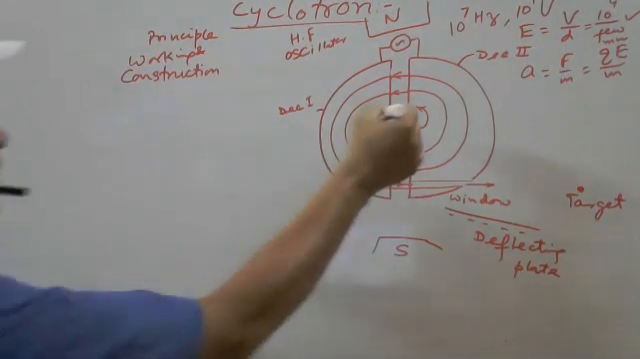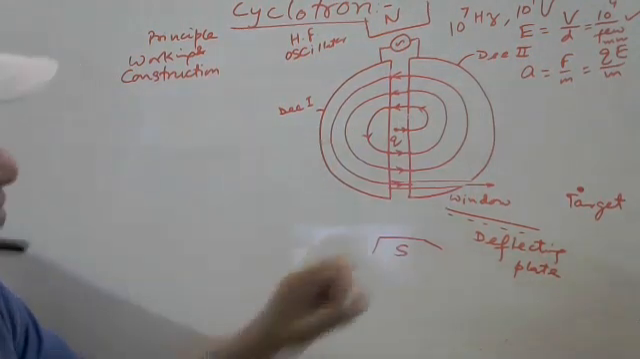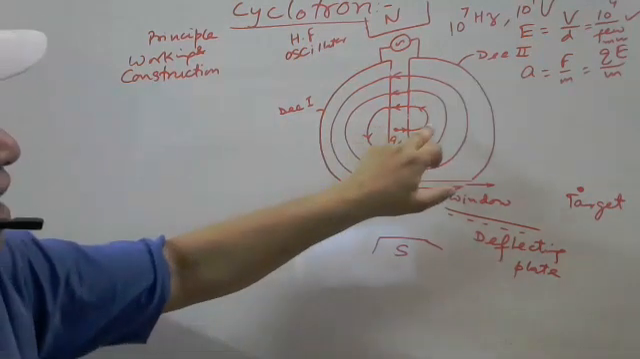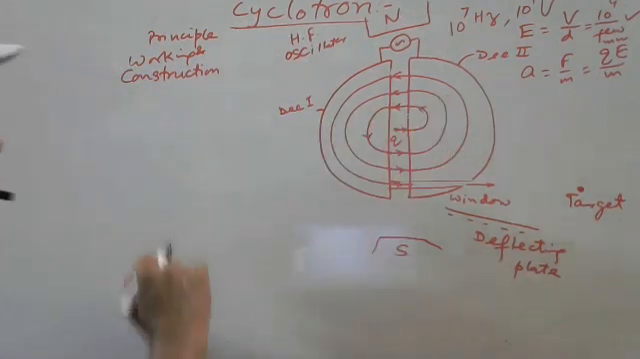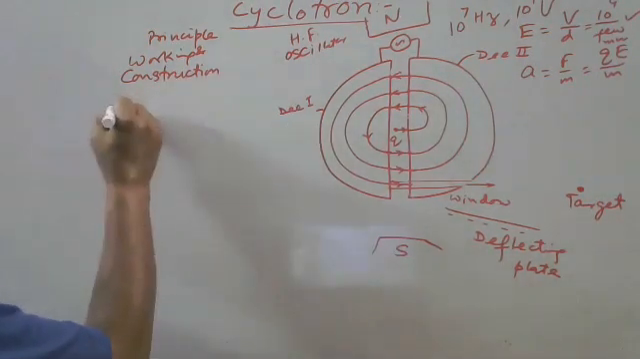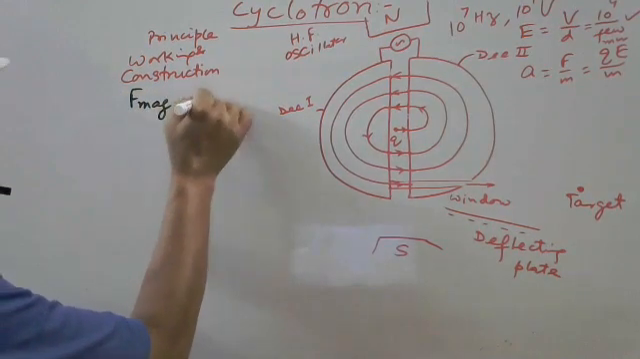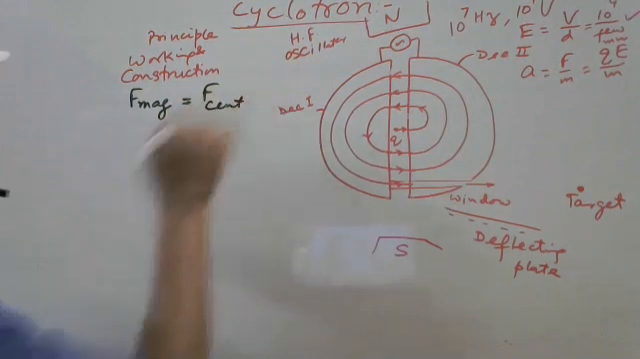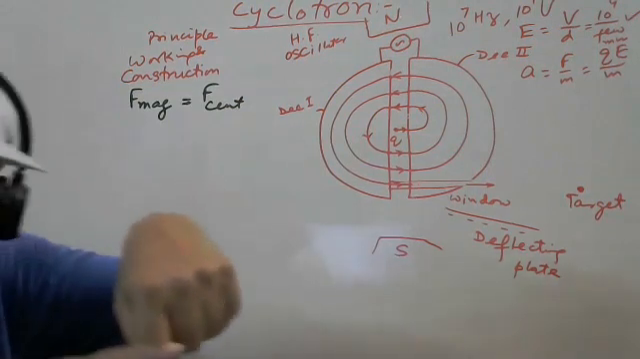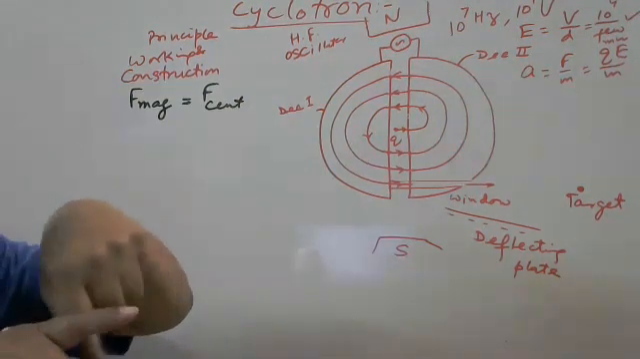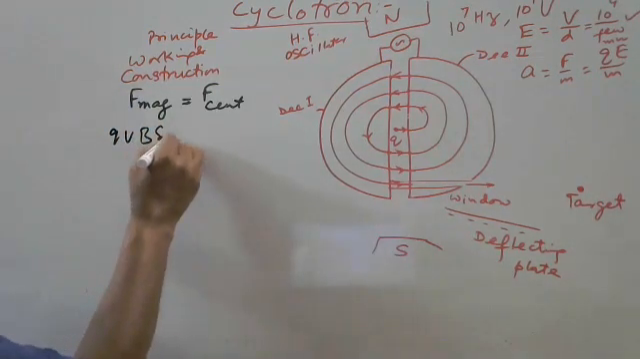Now discuss the radius here. Radius means the force. The force inside is the magnetic force and the centrifugal force. Why centrifugal force? Because of this circular motion. And what is this magnetic force? Perpendicular, QVB sine 90. It means magnetic force is QVB sine 90.